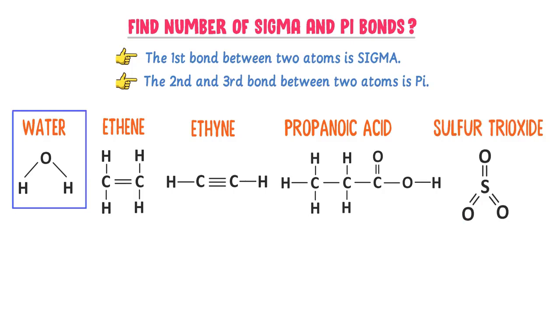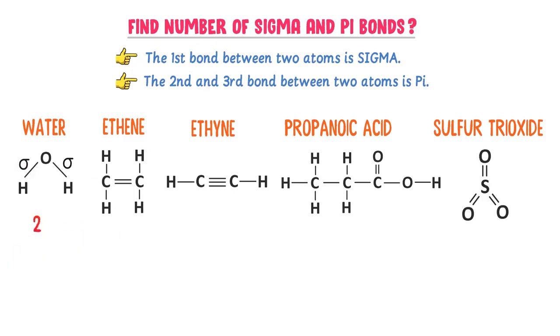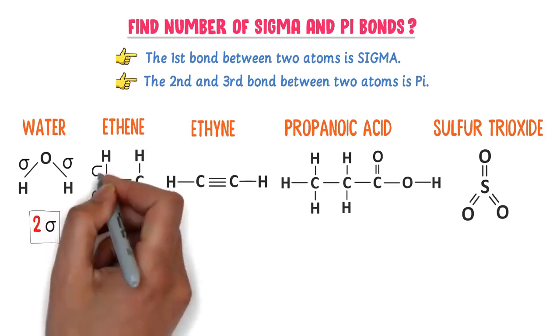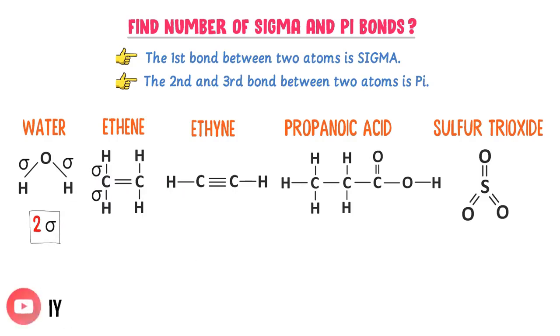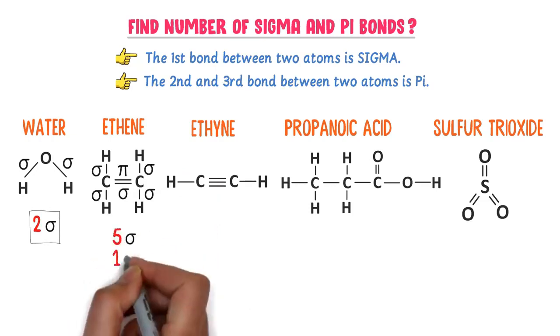Well, in case of water, oxygen forms single bond with this hydrogen, so it is sigma bond. Oxygen also forms single bond with this hydrogen atom, so it is also sigma bond. Thus, there are two sigma bonds present in water, while there is no pi bond present in water. In case of ethene, carbon forms sigma bond with this hydrogen atom, carbon forms sigma bond with this hydrogen atom. The first bond between carbon-carbon is sigma bond. The second bond between carbon-carbon is pi bond. This is also sigma bond. This is also sigma bond. So there are 5 sigma bonds and 1 pi bond present in ethene.